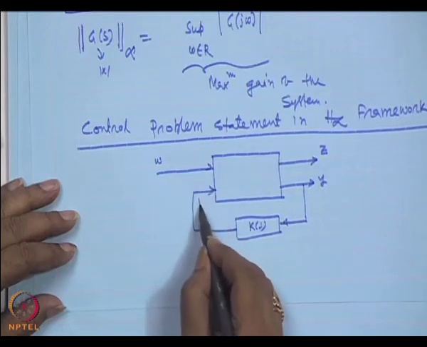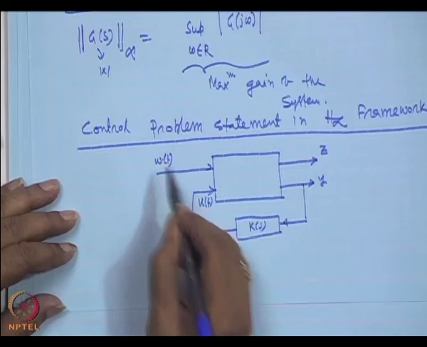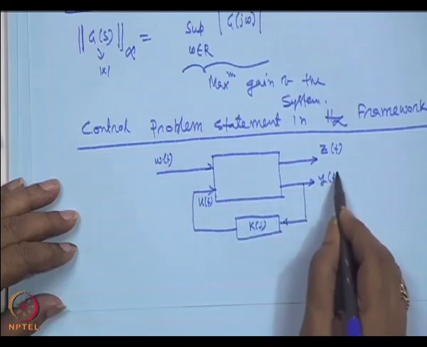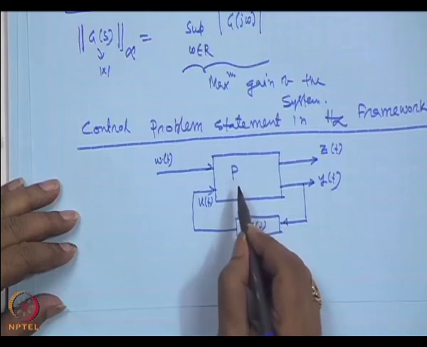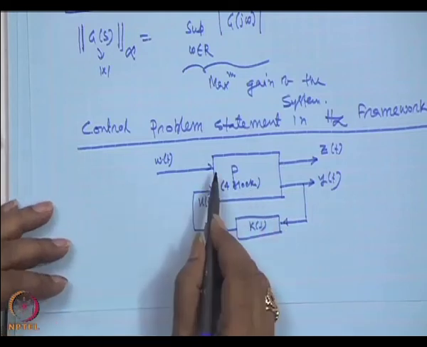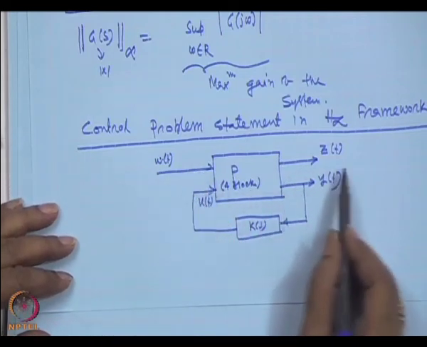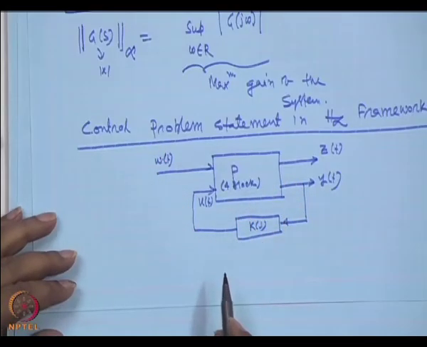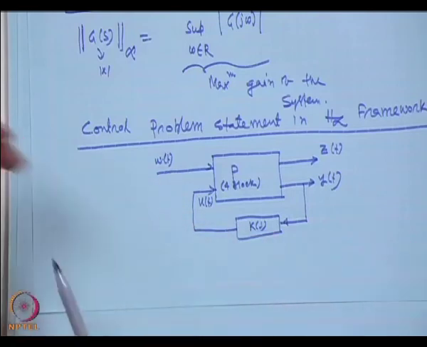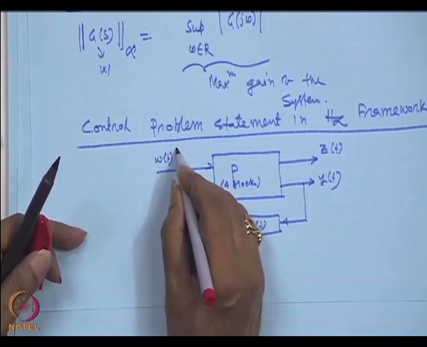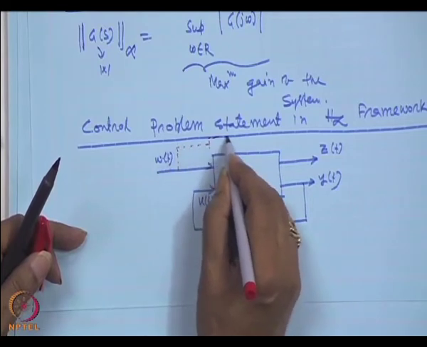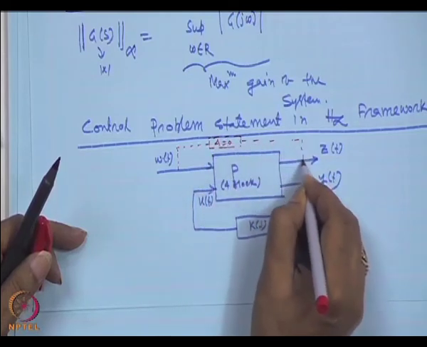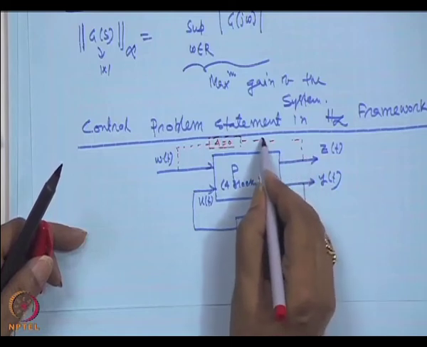This is our u of t, w of t, z of t, and this is our P block, which is a 4 block representation, with 2 inputs and 2 outputs. Any system we can transfer into this structure. We are assuming for the time being that the model perturbation, shown by the dotted delta, is equal to 0.